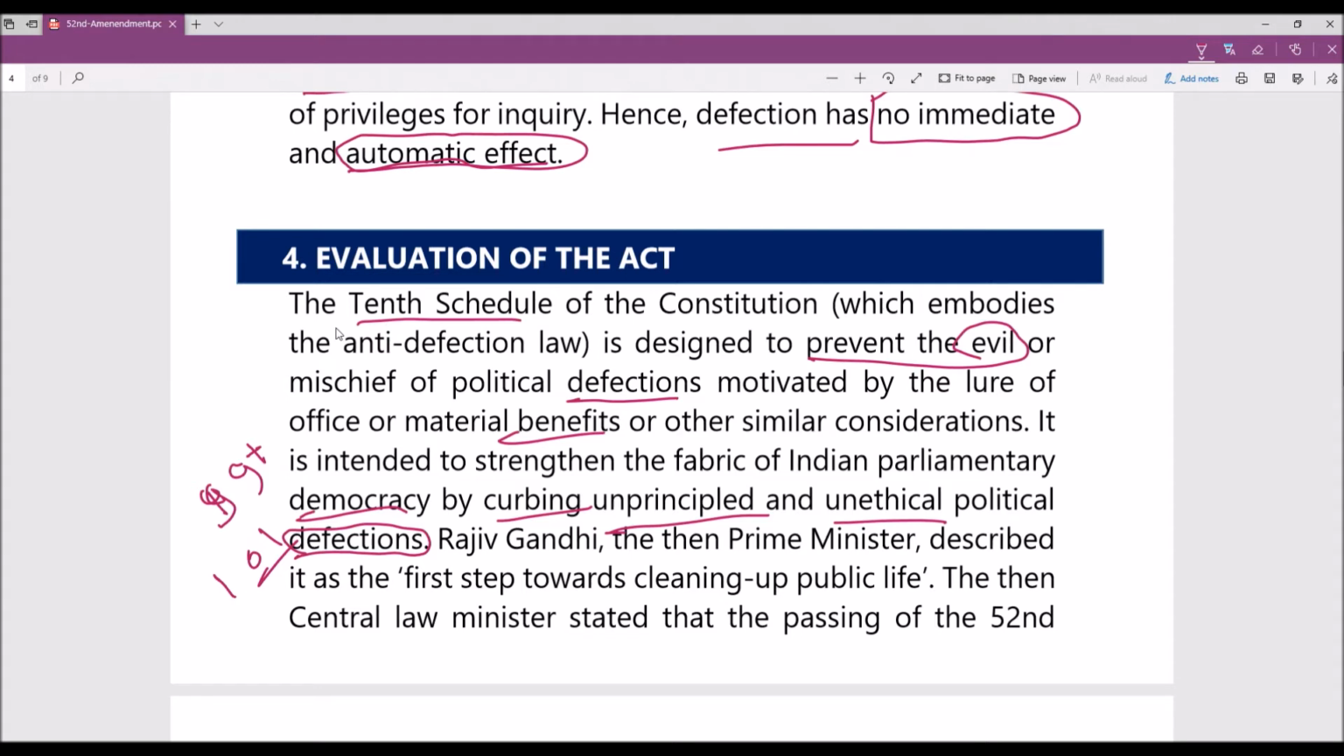But really, does it happen? It does not. You will see a lot of states doing the same thing, buying MLAs of another party, breaking the government and making the government. This is what happens in India. Politicians rarely follow any ethical principles.